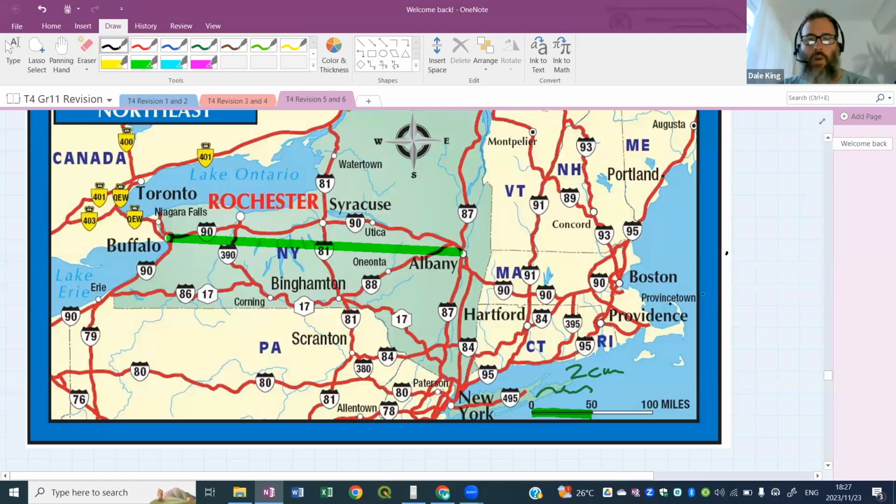Yes, sir. Okay. What do we do here? So we've measured the line scale. That 50-mile section is 2 centimeters. Our green line, the big green line from Buffalo to Albany, is 7.5 centimeters. What do we do? Sir, can I try? So, sir, I think you're going to say 7.5 times 2 centimeters, and you're going to get 15.